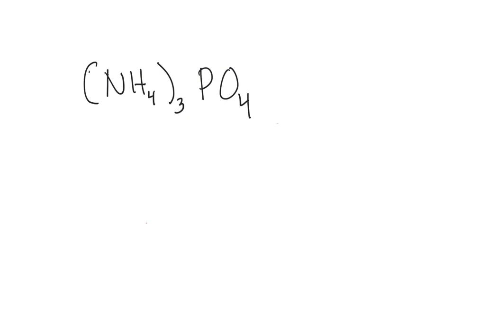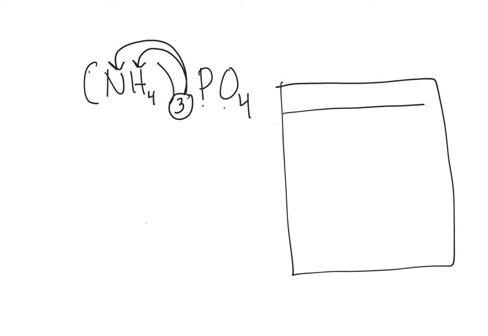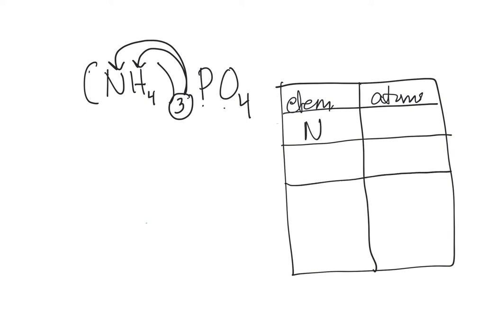Wow, this time my parentheses is at the beginning. It doesn't matter where the parentheses is at. This subscript of a 3 goes to everything inside the parentheses. That 3 does not go to the P and it does not go to the O. It only goes directly to what's inside the parentheses. So I'm going to draw my little dissection chart here. This is my elements and this is my atoms. So I have nitrogen, I have hydrogen, I have phosphorus, and I have oxygen.